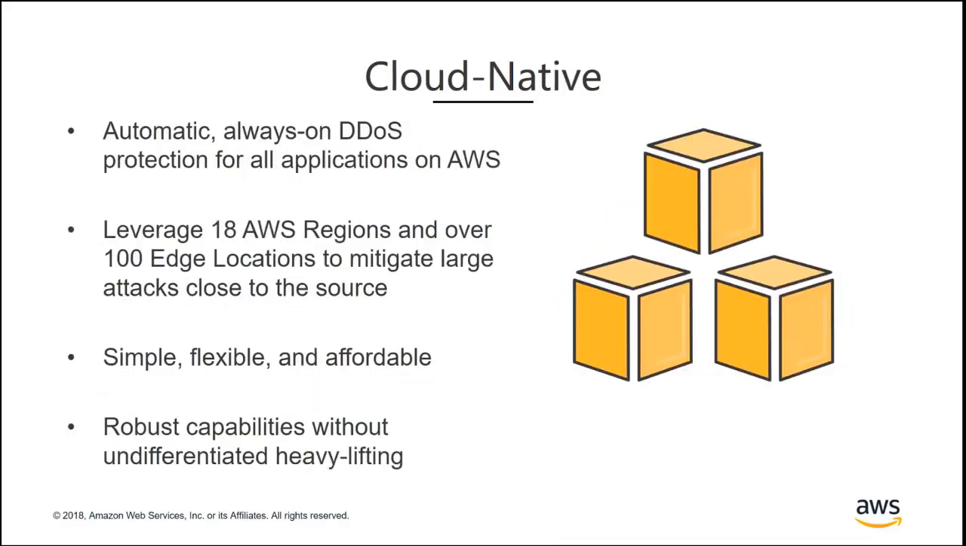So at Amazon, we've created AWS Shield, which is automatic and always on and can protect all of your applications. You'll be able to take advantage of every AWS region, all of the multiple transit centers providing internet access to those regions, and over 100 edge locations to mitigate attacks closest to the source. That's with services like Amazon CloudFront and Amazon Route 53. We've kept things simple and flexible and affordable. We follow all of the Amazon pricing tenets, so it scales as your utilization does, and you'll have all of the robust capabilities without having to do the uninteresting heavy lifting like installing appliances as you scale your application.